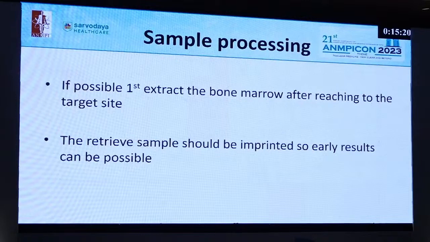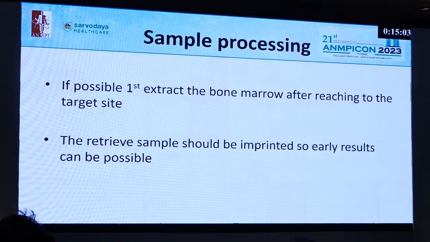About the sampling, sample collection is different compared to the other sites in soft tissue biopsies. In the sample collection, when we reach the target site, we try to extract the bone marrow. It's not possible in all cases.